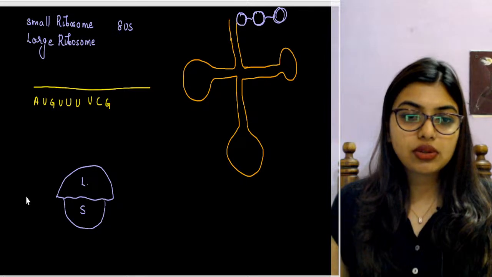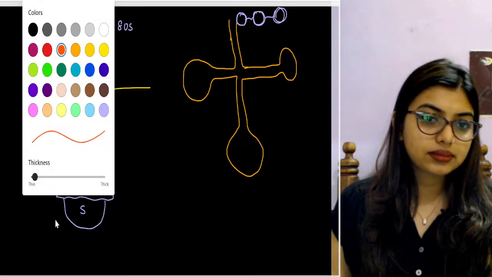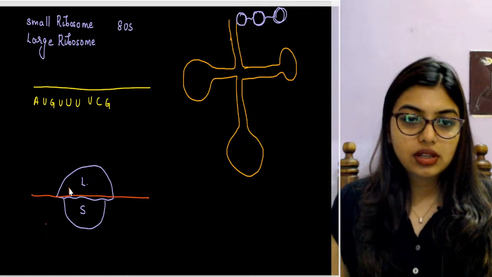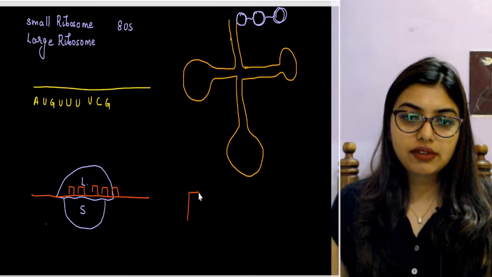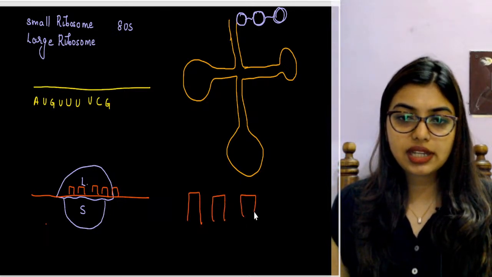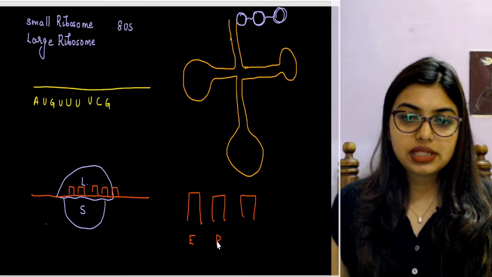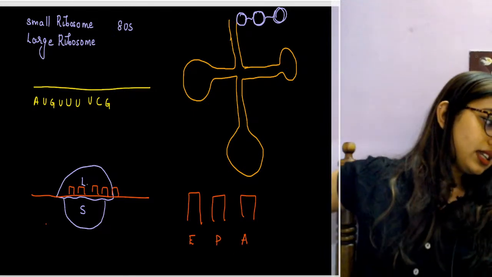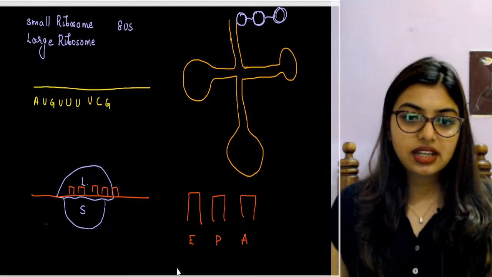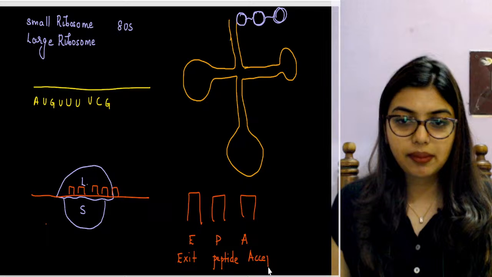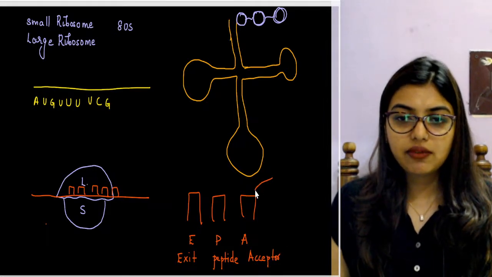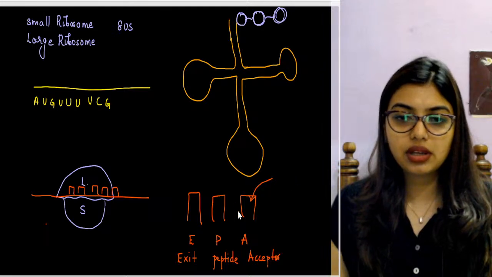So how are they going to code now? This is the amino acid, and like this they are going to read. On the ribosome you're going to have 3 sites. What are the 3 sites? E site, P site, A site. Correct. This is going to be the exit site, this is going to be the peptide site where the chain is going to be formed, and this is going to be the acceptor site. That is very simple, students. One tRNA is going to come and it is going to code.